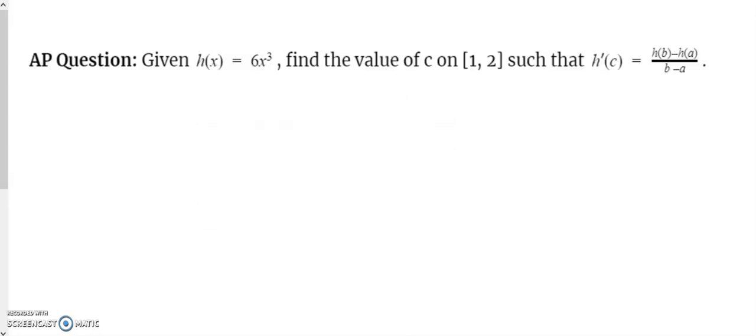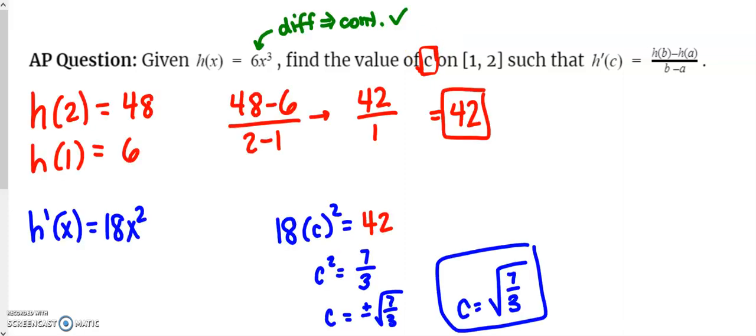Given h of x equals 6x cubed, find the value of c such that h prime of c equals h of b minus h of a over b minus a. So this is using the mean value theorem. Go ahead and see if you can find all of these pieces first, and see if you can then find c. Pause your video and we'll compare.